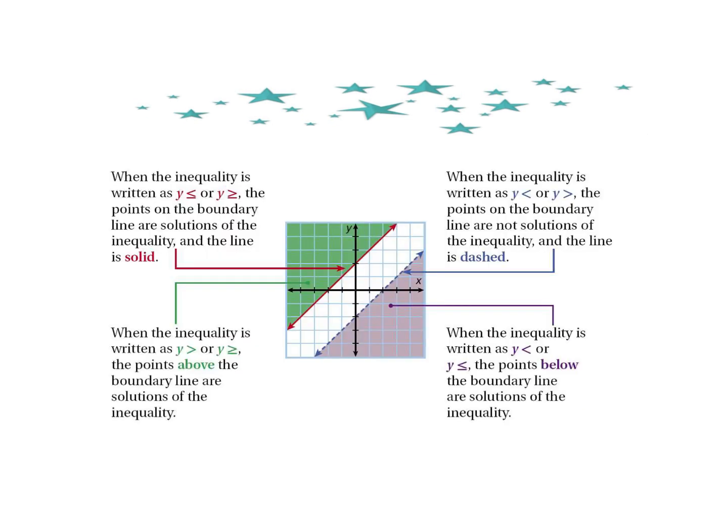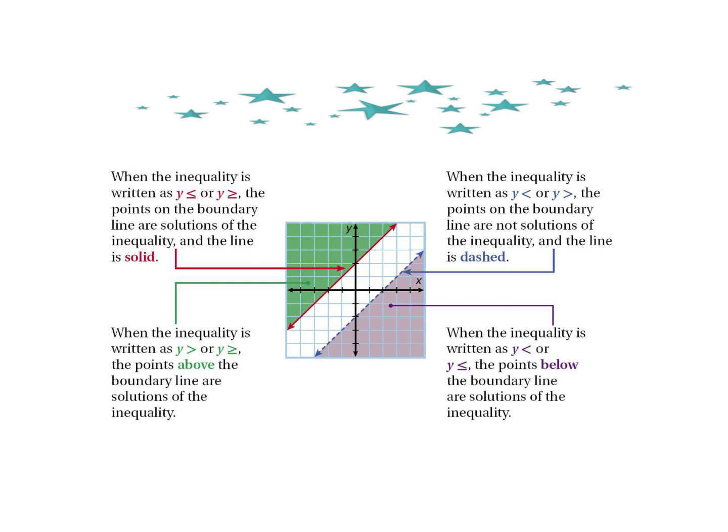So when the inequality is written as y is less than or equal to or y is greater than or equal to, the points on the boundary lines are solutions to the inequality if the line is solid. So what I was telling you guys, if you have the solid at the bottom, the answer is included. If it doesn't, then it's not included.